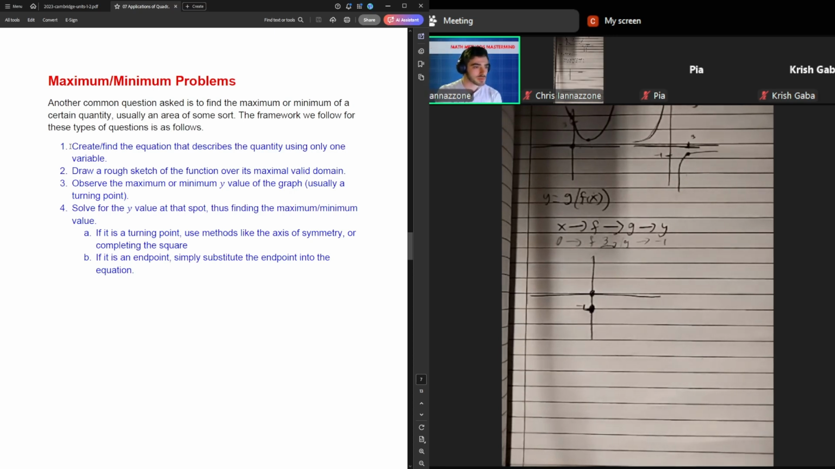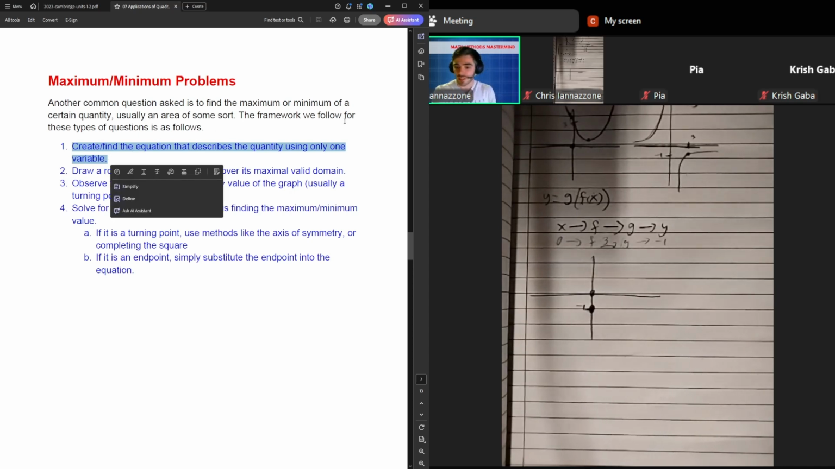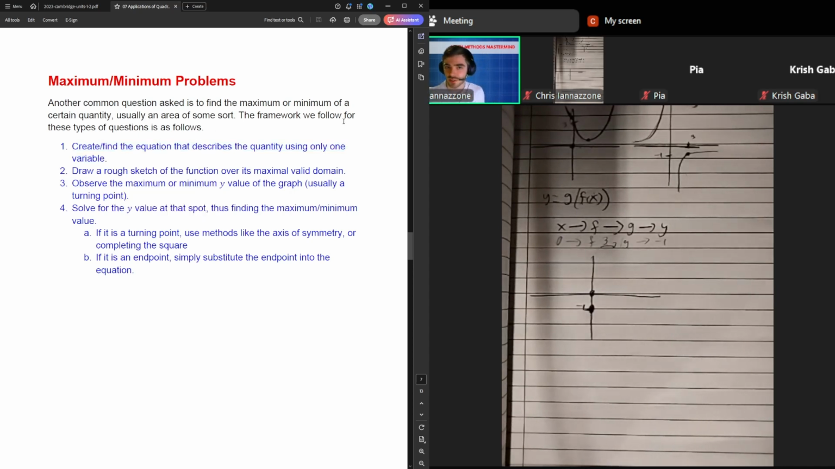And simply put, we start by trying to find the equation that describes what we care about. Usually it's some form of area. From there, you're just going to sketch your function. That way you can clearly see what's going on in the function, where the biggest y value or the smallest y value is. That's what step 3 is all about. And then step 4 is just find that y value using whatever methods you can.